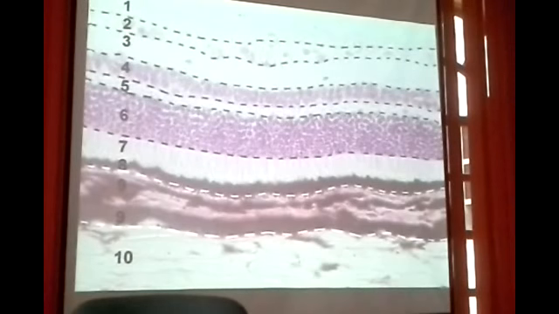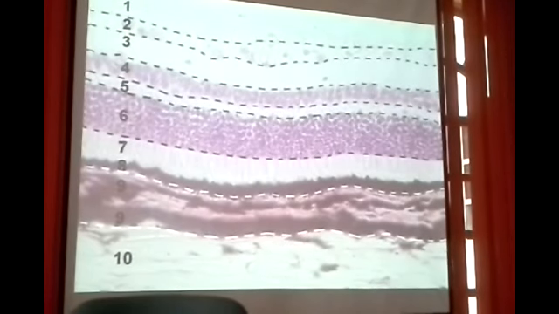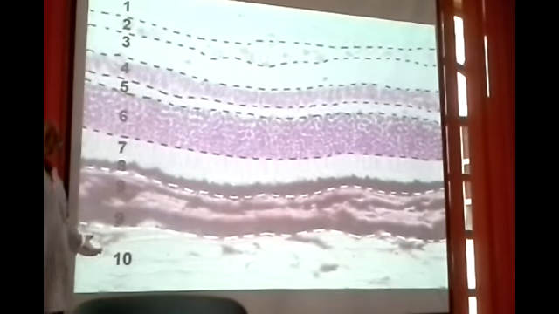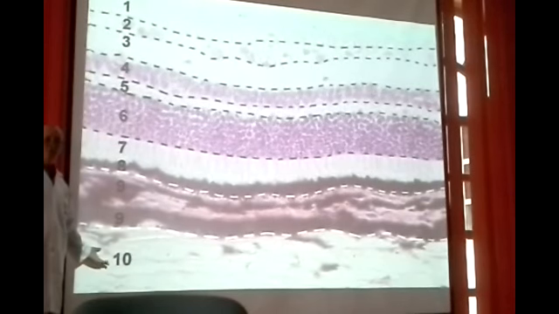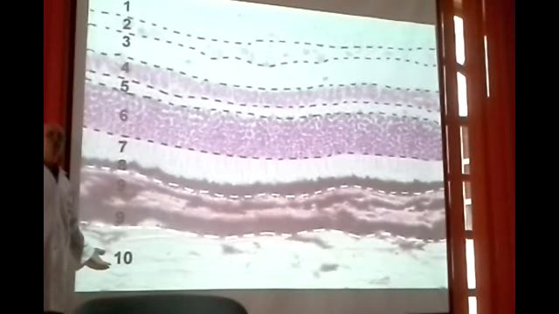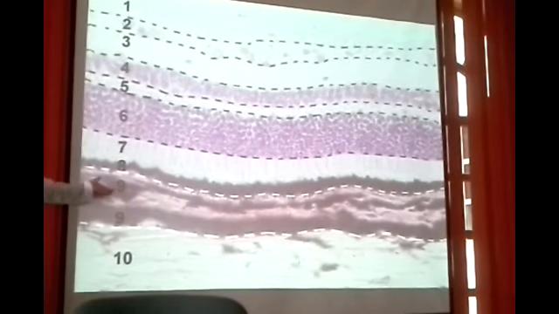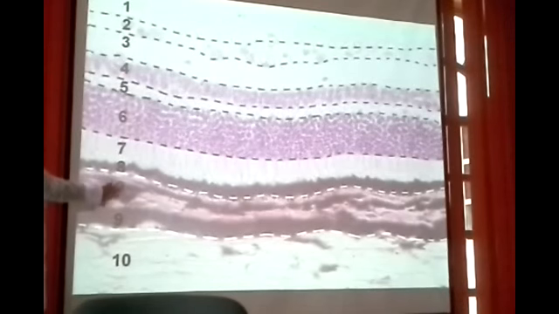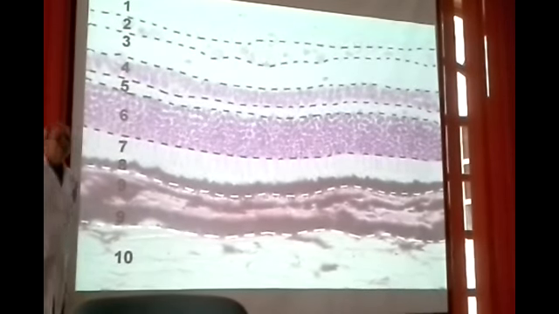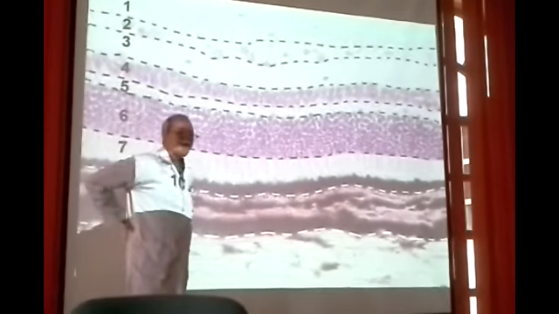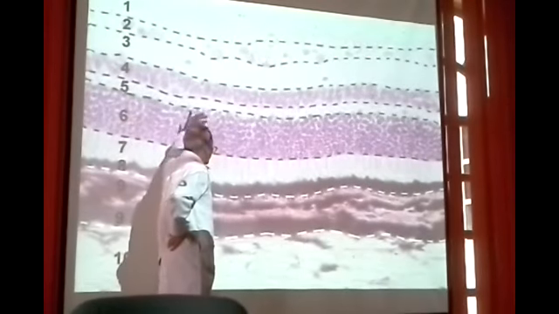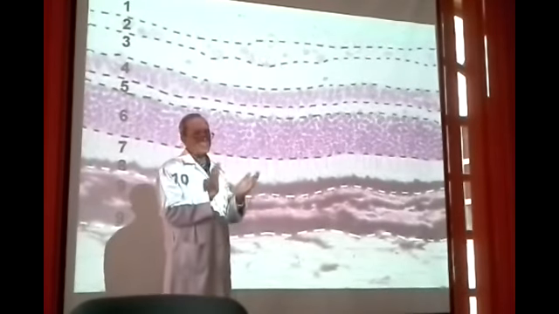Okay. Retina. This is the sclera. What is the type of tissue? Regular or irregular? Regular. Dense? Connective tissue. Next to the sclera, choroid, which is vascular, pigmented, connective tissue. And then next is the retina.